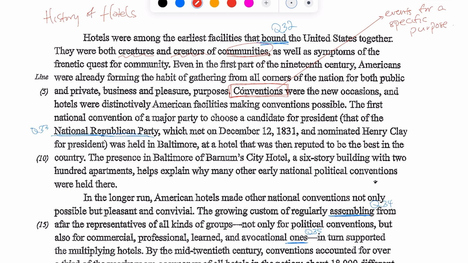So you have a convention for technology. So you have all these companies putting in their new phones and laptops and tablets, and then you can just check them out, and it's kind of like a really big showcase. You also have them for politics. It said here the National Republican Party in 1831 was the first one to do one of these conventions in a hotel. So hotels are really accessible places because they can facilitate those kind of meetings.